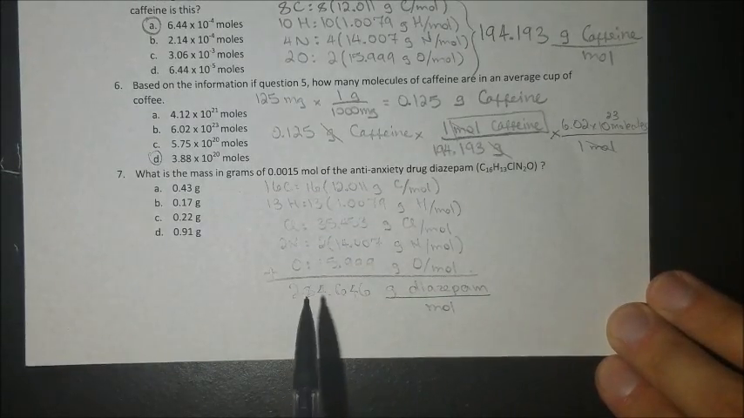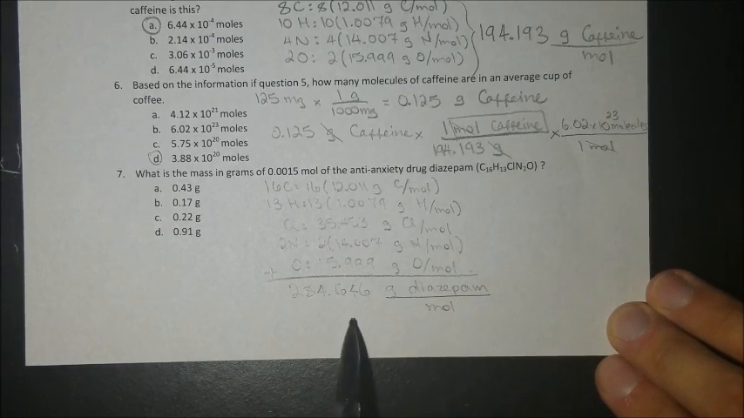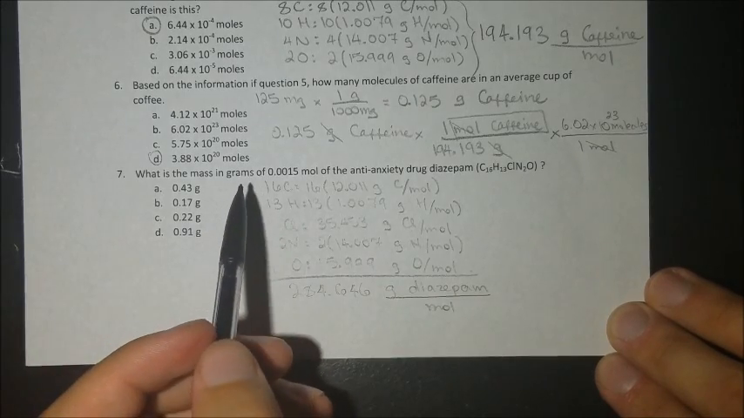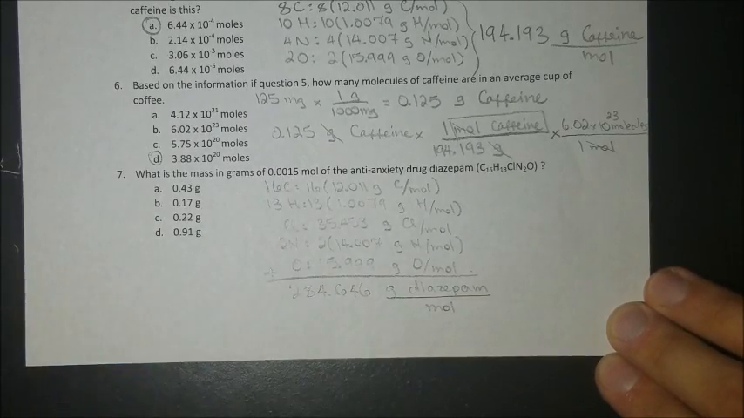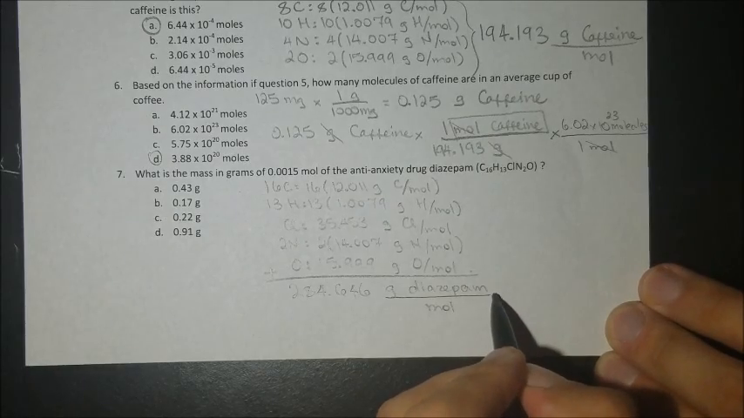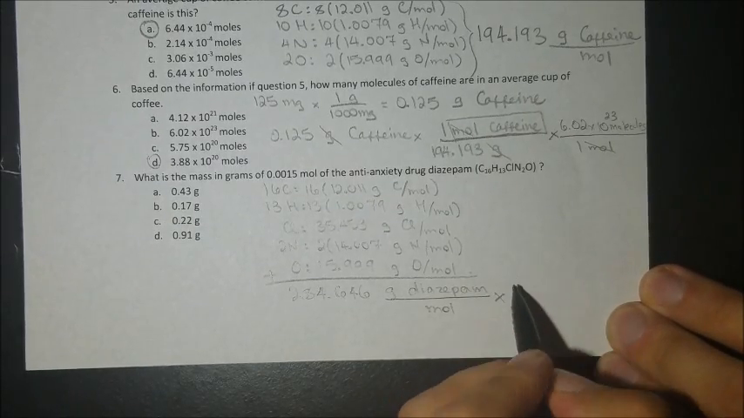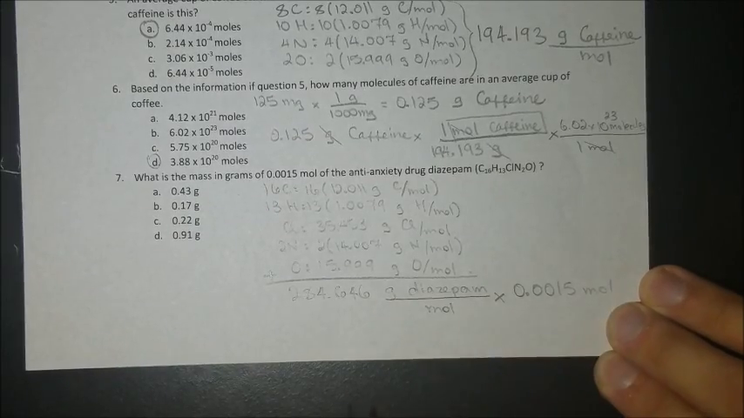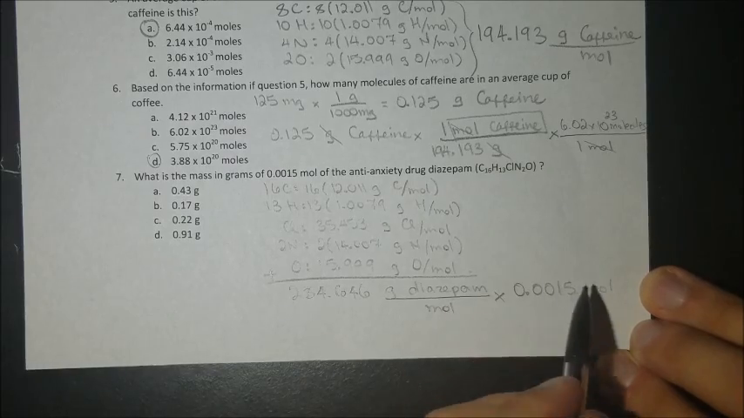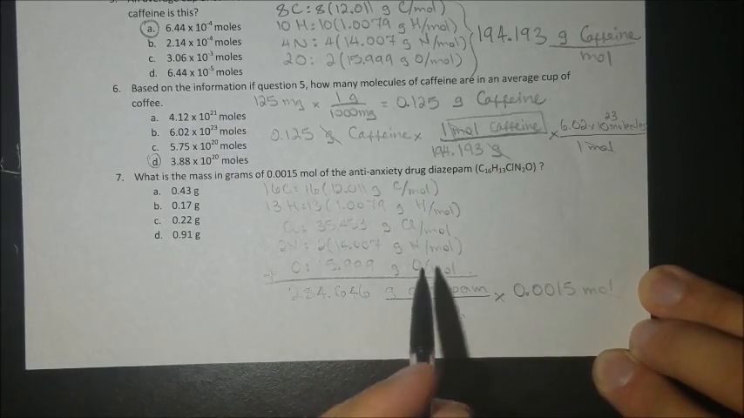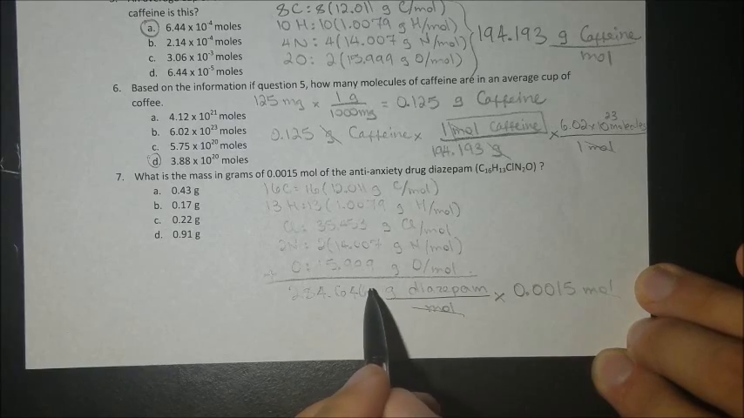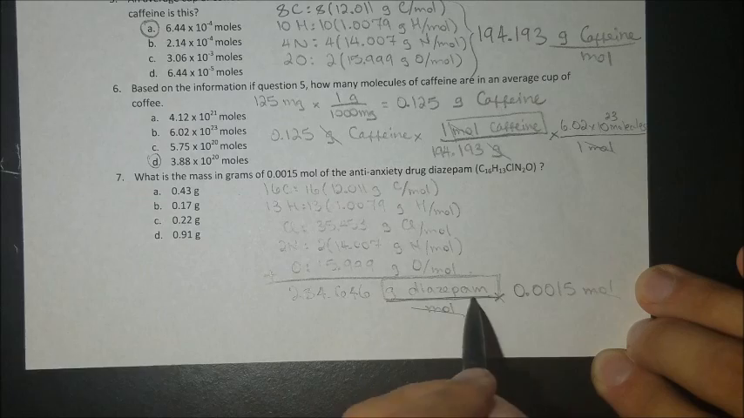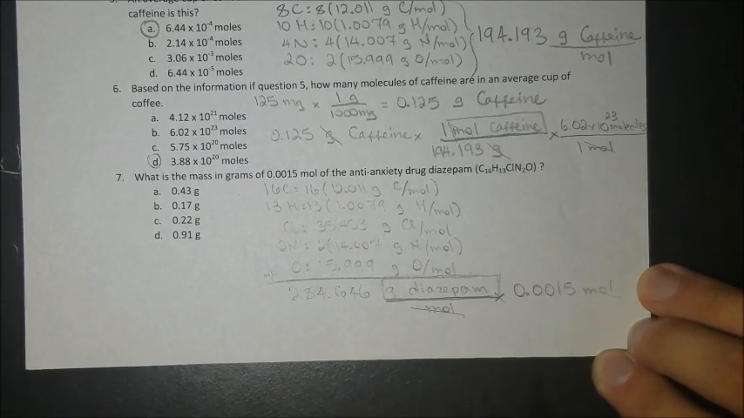So now, just like with the caffeine, I know how many grams a mole weighs, and now I just need to figure out how many grams I'm going to have if I only have 0.0015 moles. So I'm just going to take this now and go times 0.0015 moles. So I've got that many moles of diazepam. And now my moles are going to cancel, and the grams of diazepam is going to be the units that I'm left with at the end of this calculation. So that's going to be my units right there, because my moles are going to cancel.